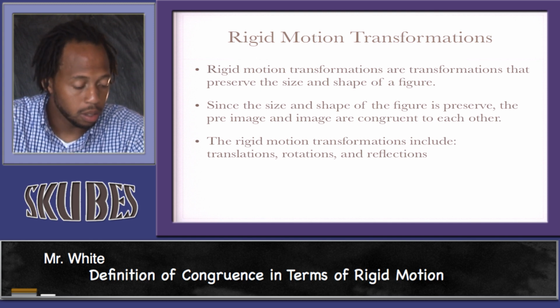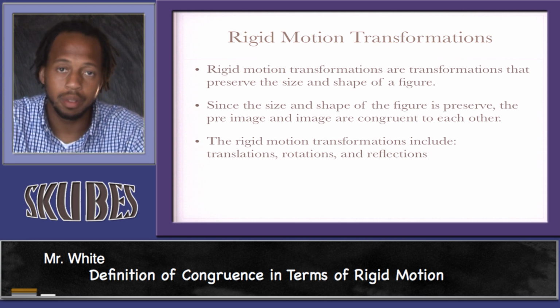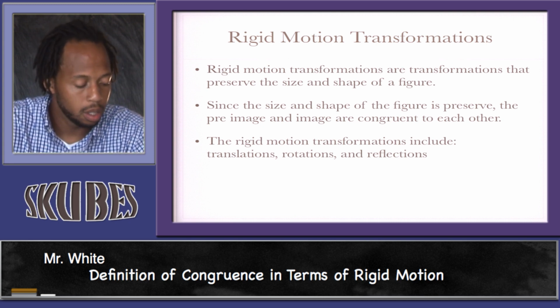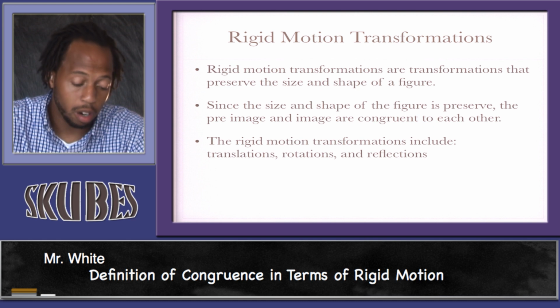Rigid motion transformations. Rigid motion transformations are transformations that preserve the size and shape of a figure, meaning that the size and the shape stays the same. The figure is preserved, and the pre-image and image are congruent to each other. The rigid motion transformations include translations, rotations, and reflections.